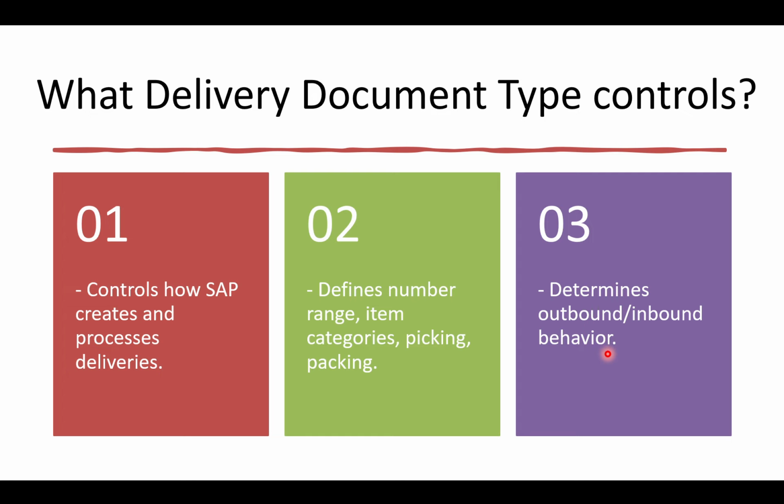So whenever you are going to purchase something from the vendor, that vendor will deliver goods to the company, right? Then our stock will get updated, our inventory gets updated by procuring from the external vendor. So that is called inbound. In simple terms, you can remember it this way: when the goods are going out, that is outbound. When the goods are coming in, that is inbound.